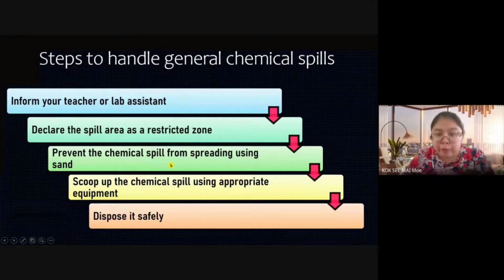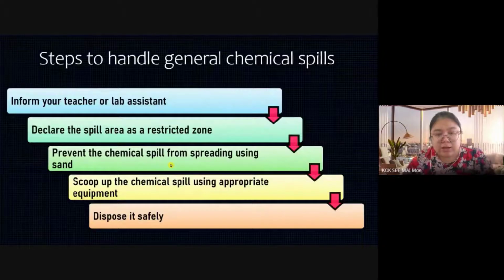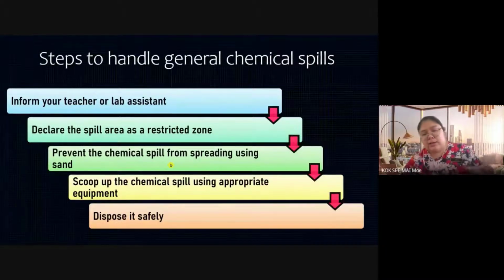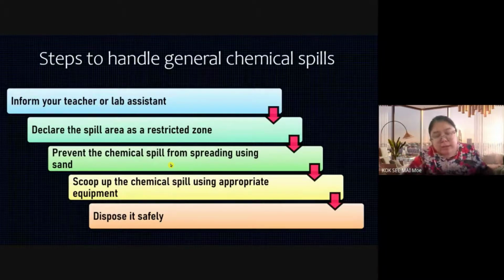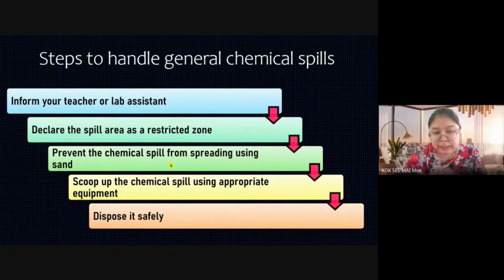Okay, number 3, prevent the chemical spill from spreading using sand. Okay, some will flow. Maybe your ground is not flat, there might be a slope. Okay, it will flow down, is it? So that means you need to use something to prevent it from flowing out. So they are using the sand. Okay, let the sand absorb the liquid.